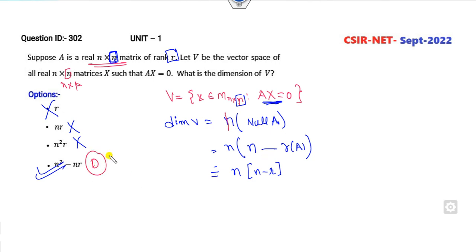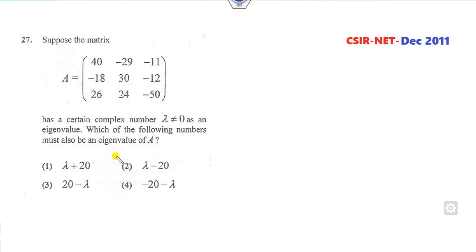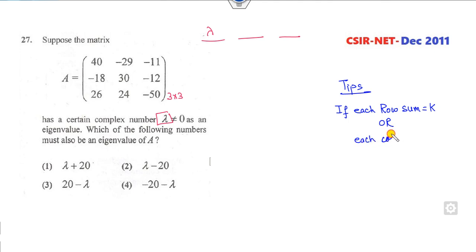But right now D is my correct option for this example. Suppose this is my matrix given to you. It is a 3 cross 3, so there are 3 eigenvalues. Which of the following must also be there? One eigenvalue is given to you here. How can you find the other 2 eigenvalues? The same tips which I told you earlier: if each row sum is k or each column sum is k, then k is one of the eigenvalues.